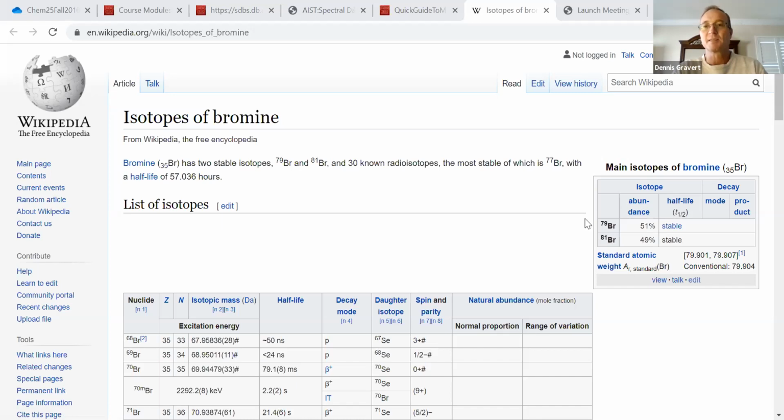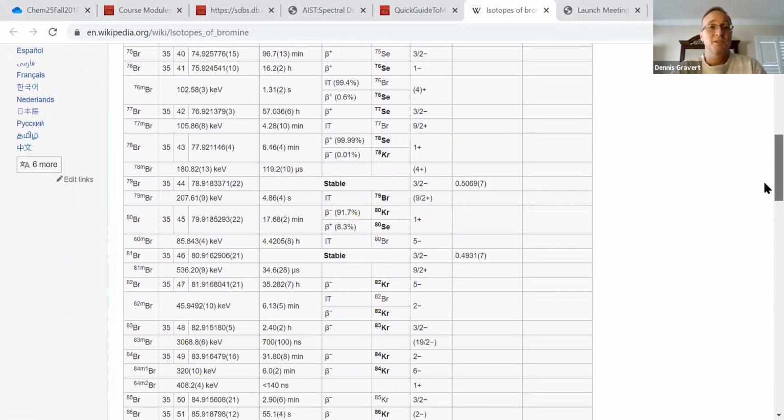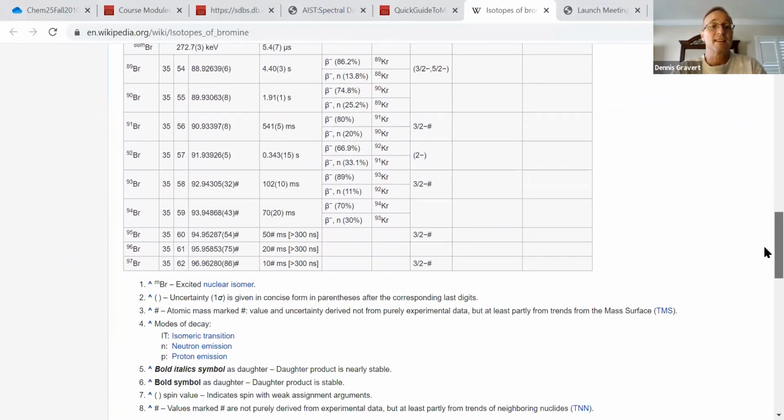Over here on the right, it says the most stable forms. The most stable form of bromine is mass 79. There's also mass 81, and they're in nearly equal amounts. 51% of the bromine on planet Earth is bromine 79. 49% is bromine 81. But there are some radioactive isotopes also, right? So there are all the forms here from bromine 68 up to bromine 97.